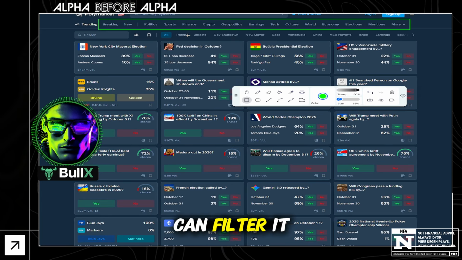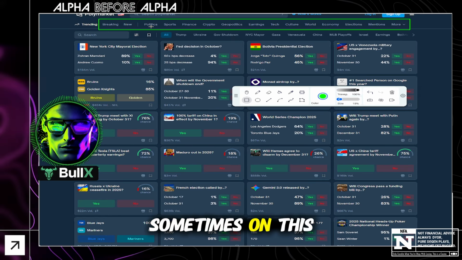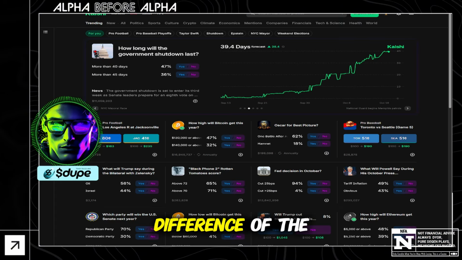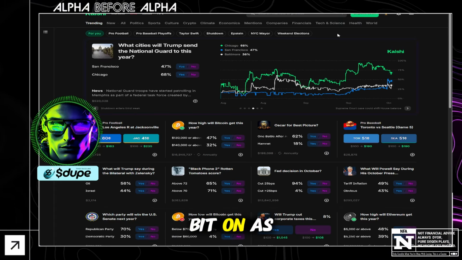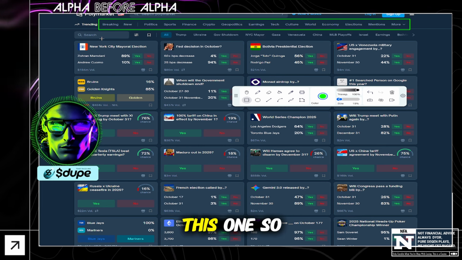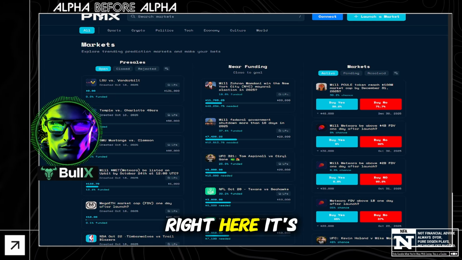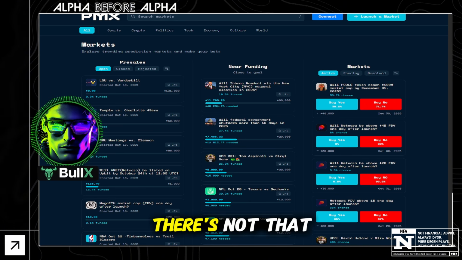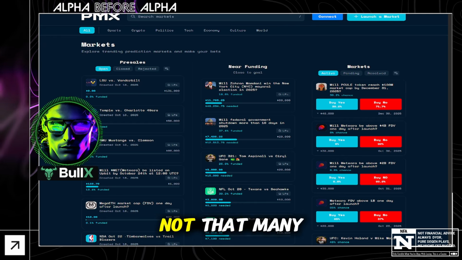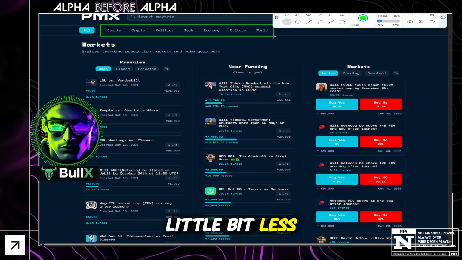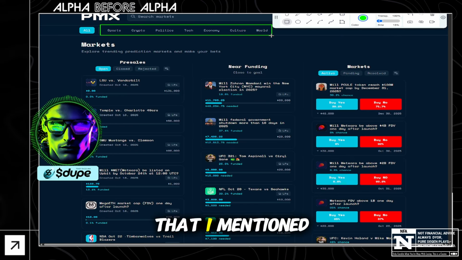On top of that, you can filter it differently. Sometimes on this trending tab there's going to be a little bit of difference in the ones you could bid on as opposed to the ones you could bid on in this one. So sometimes they vary, sometimes they're different, or sometimes they're the same. On this one right here, it's just a little bit less. If you notice, there's not that many. This one has a little bit less than the first two that I mentioned.